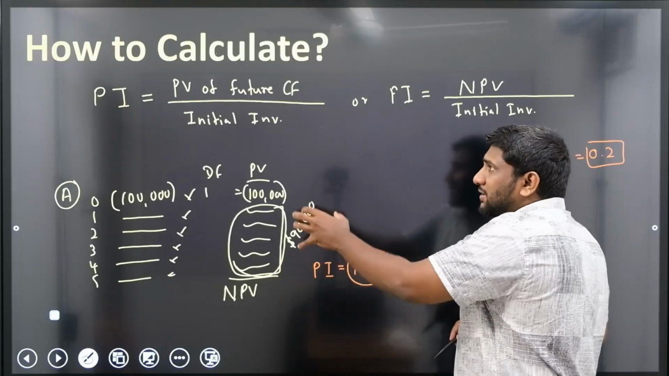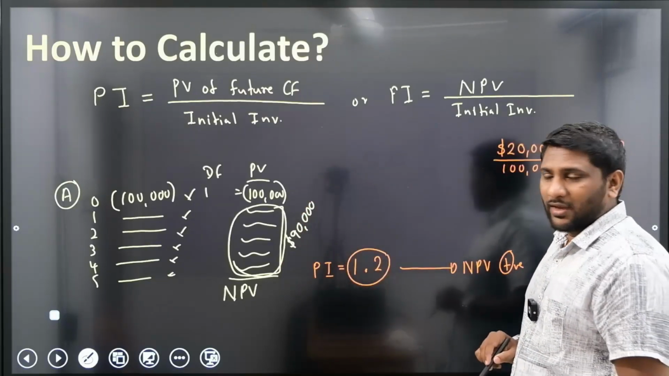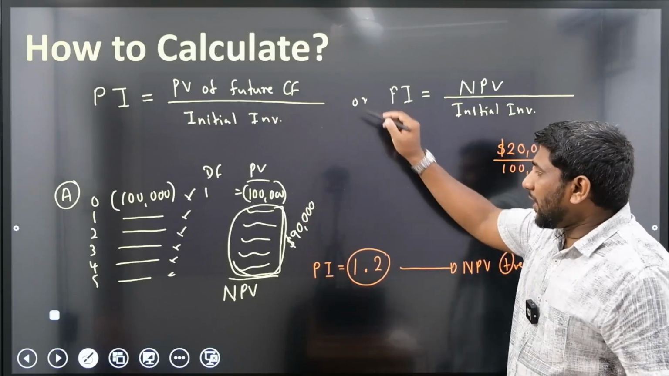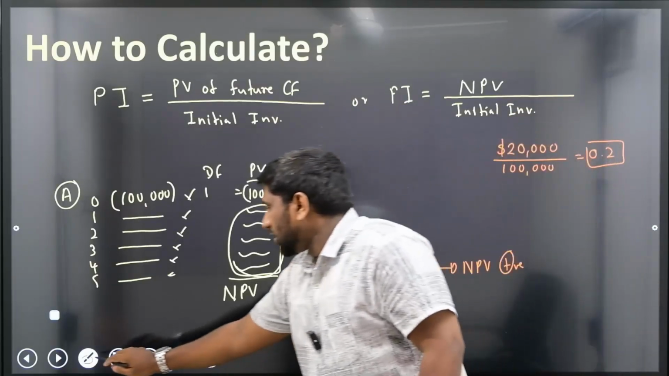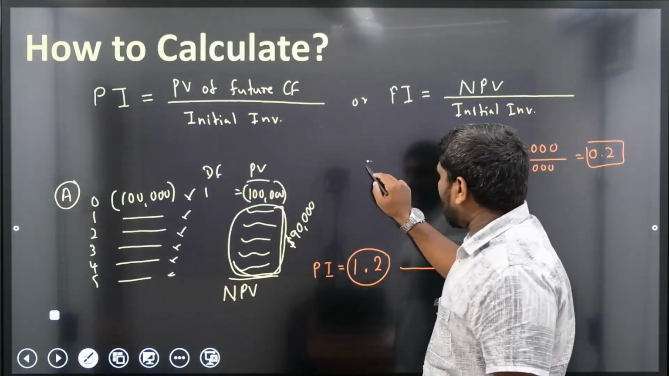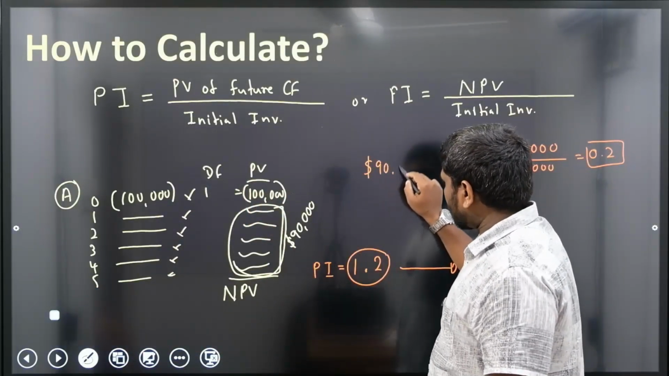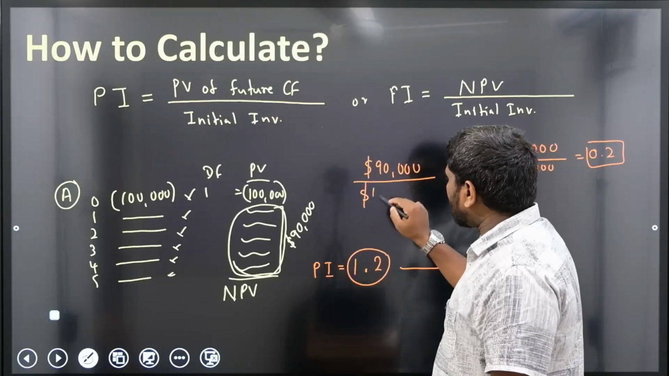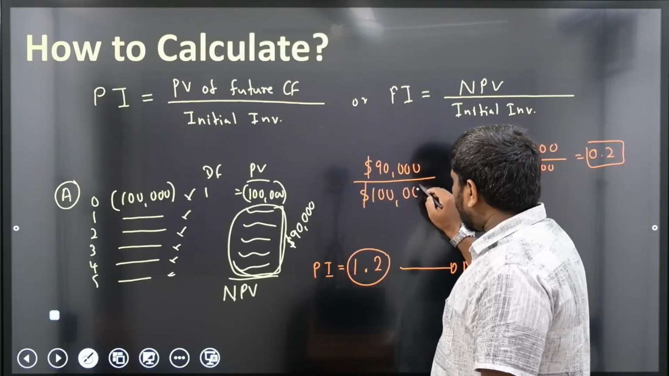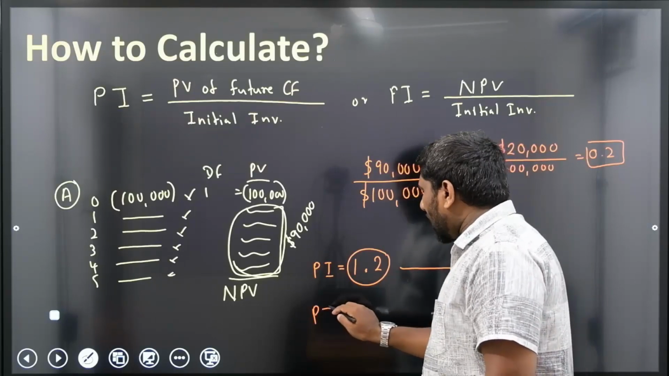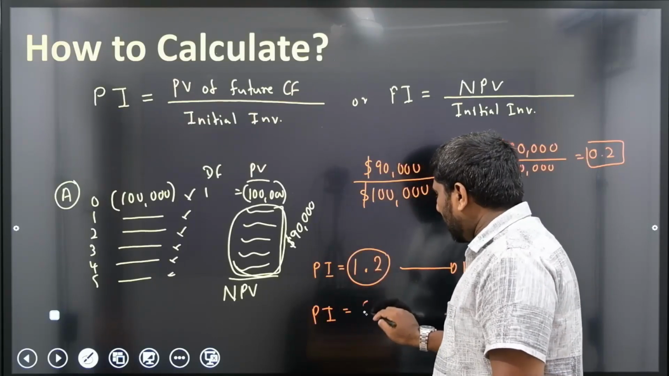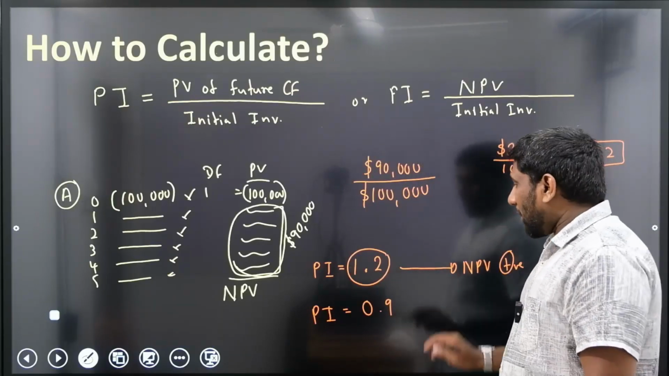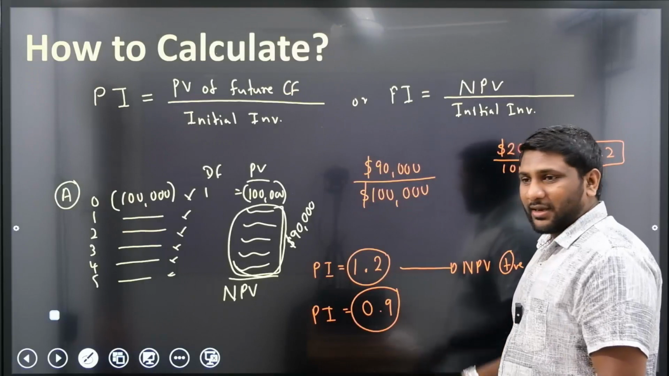Now let's apply these numbers to this particular formula. So present value of future cash flows, how much? Here you have 90,000. Your initial investment is how much? 100,000. Then what is the profitability index that you are getting? For this particular example, 0.9.